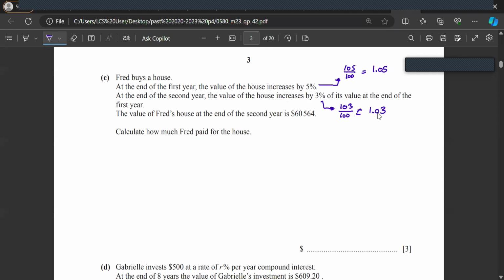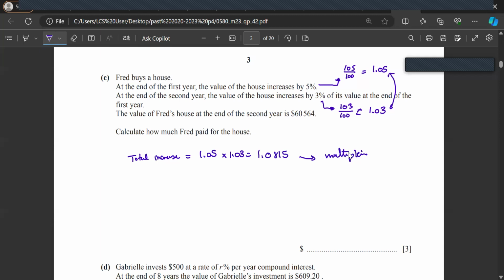But there is a problem here. He said that this percent, the 3%, is not from the original price. It is from the price at the end of the first year. So I have to multiply them together to get the total increase. So the total increase equals 1.05 multiplied by 1.03, which is 1.0815.